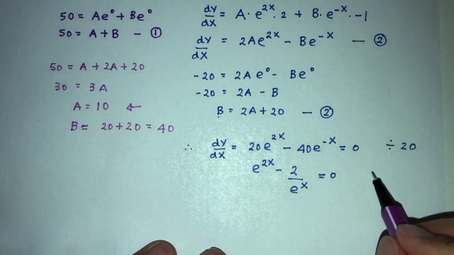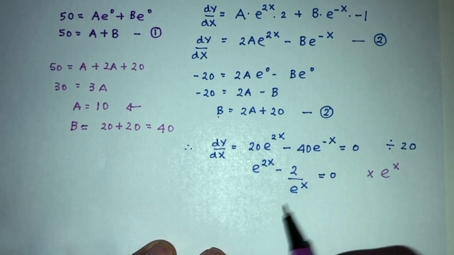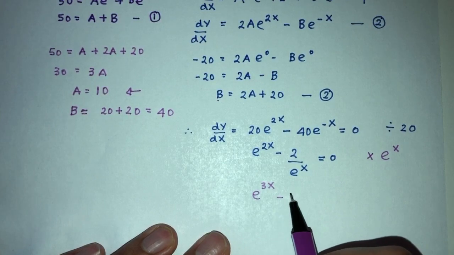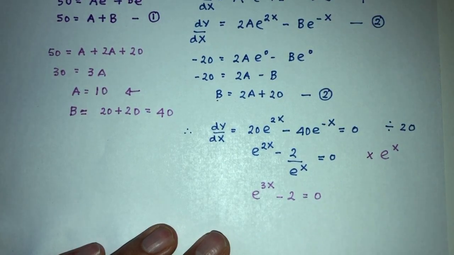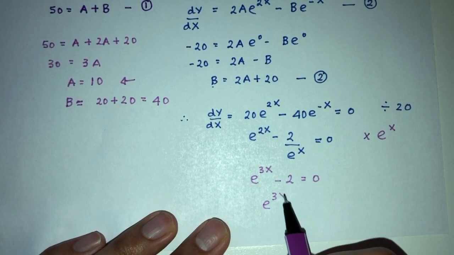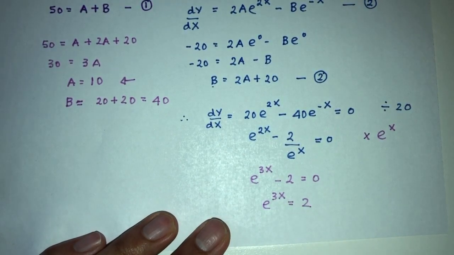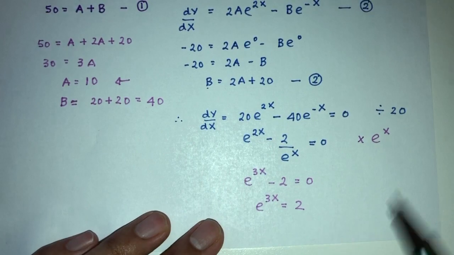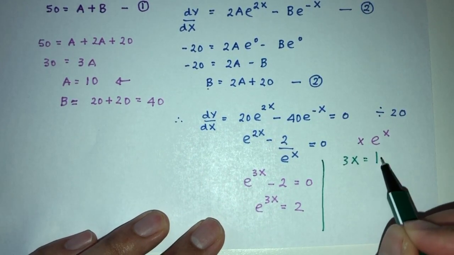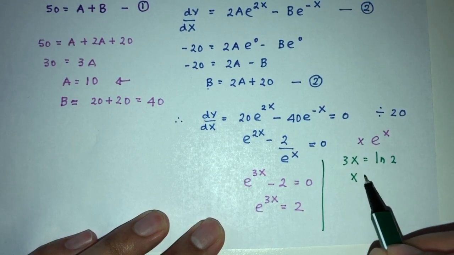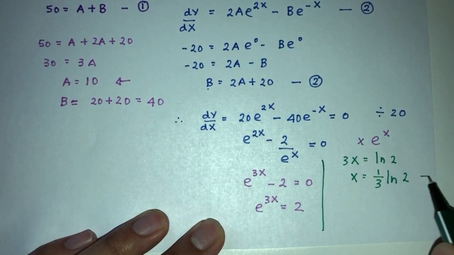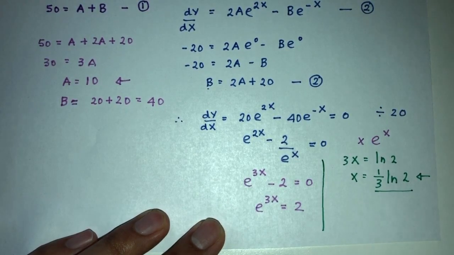Now let's multiply by exponential x to eliminate this value. You will have exponential 3x minus 2 is equal to 0. Okay, so you will have exponential 3x is equal to 2. Okay, let's continue this side. So 3x will be ln of 2, x will be 1 over 3 ln of 2. That will be your value of x.